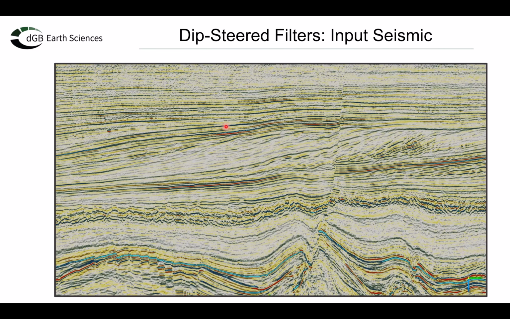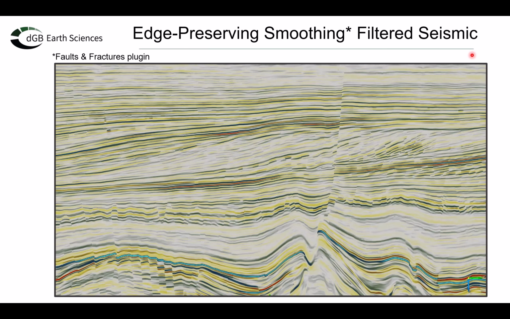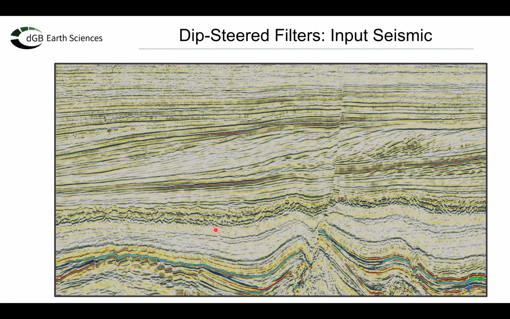Now, an example of filters. The first one is our edge preserved smoothing filter. This is my input seismic. As you can see, it's quite noisy. And here we see the edge preserved smoothing result. Look at this fault, and also here, these faults over here. Toggle it a couple of times.